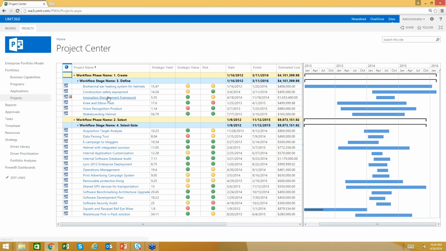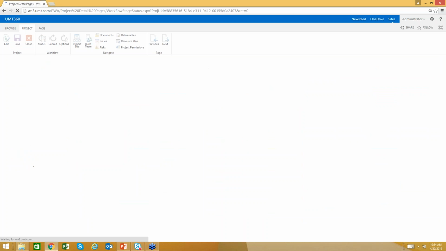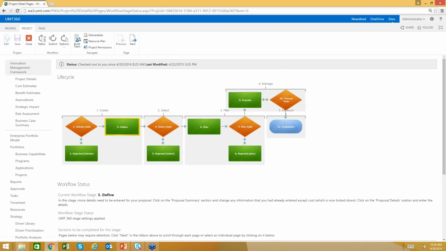We can see it's in the define stage, Innovation Management Framework, and look at what a good business case could look like. What we want to achieve within the context of the Microsoft PPM platform is to consolidate all information pertaining to that request that helps us make business decisions. I don't want information necessarily residing in a Word document or an Excel document held in the project site. I want it in the system so I can govern the completion of that information and instantly report on it at any time.